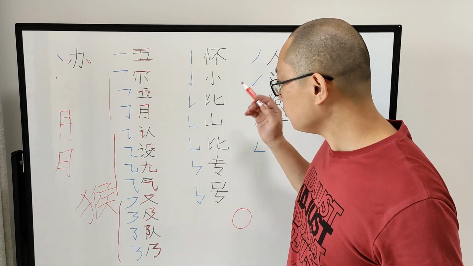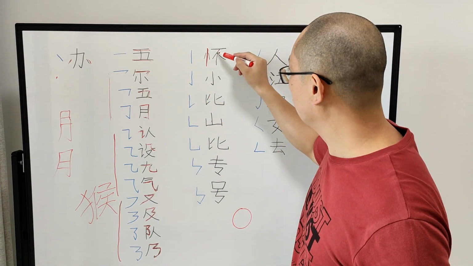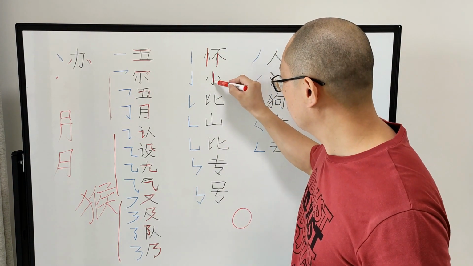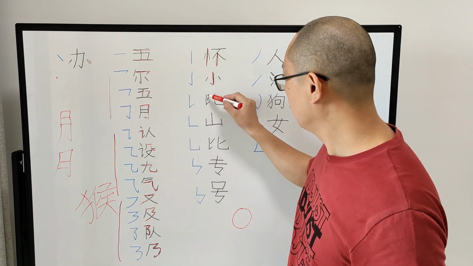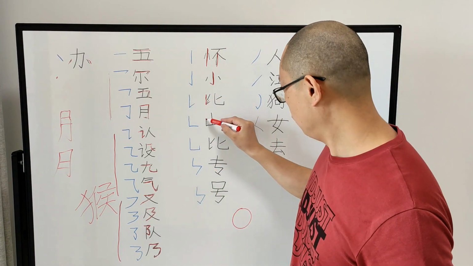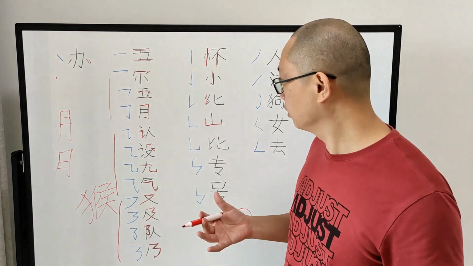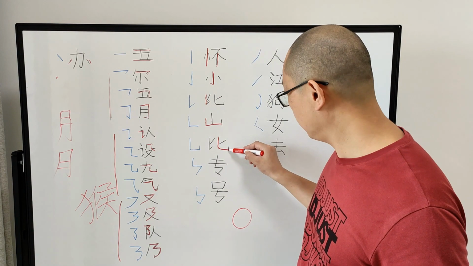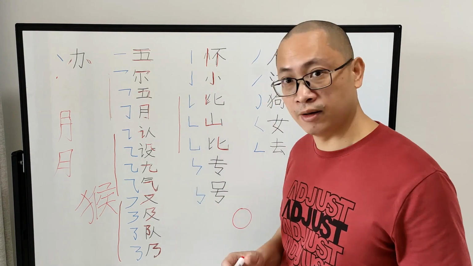Okay, next. Vertical. Vertical, vertical. And next, vertical with the left side hook. And next, vertical with the right side hook. And next, vertical with the right side bend. Next, vertical with the right side bend and the hook. You can group these 3 together.